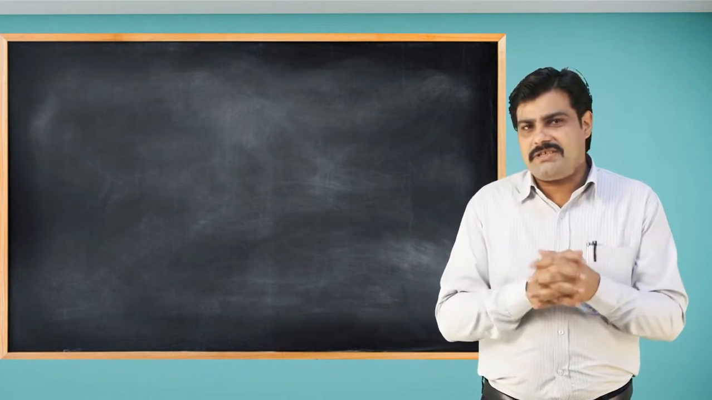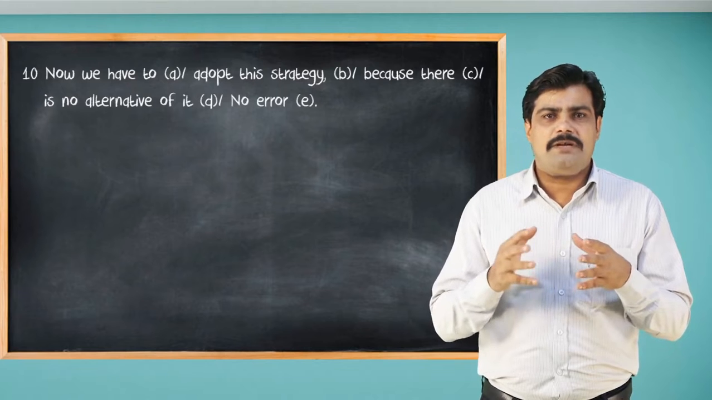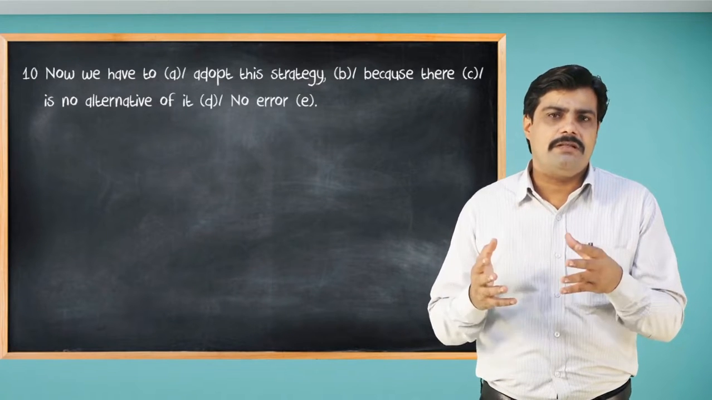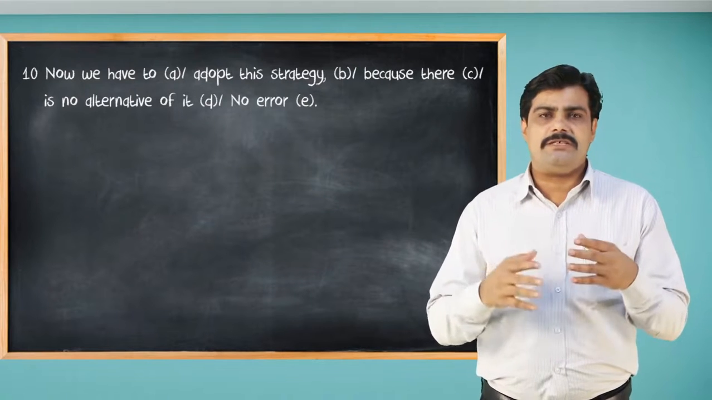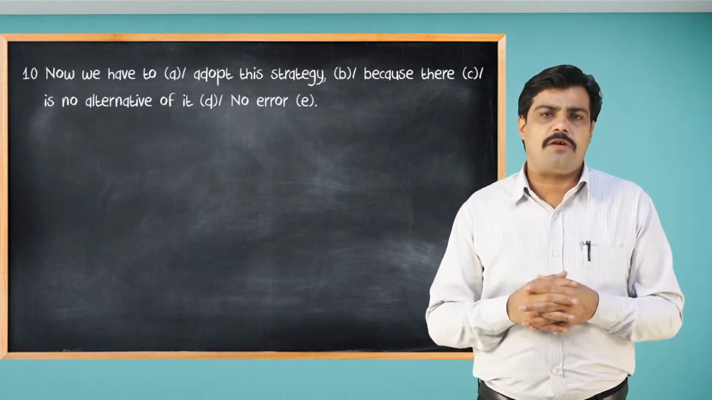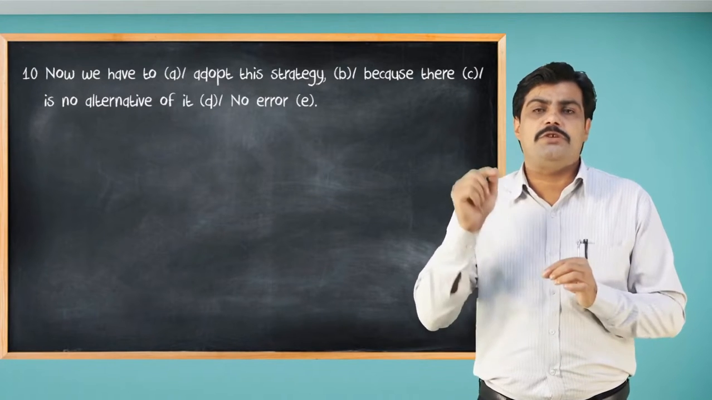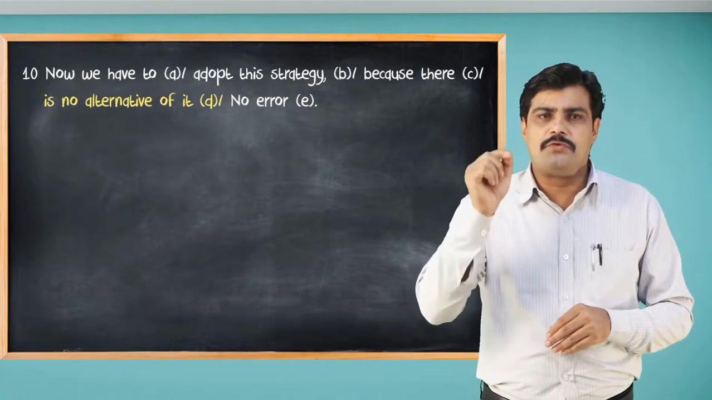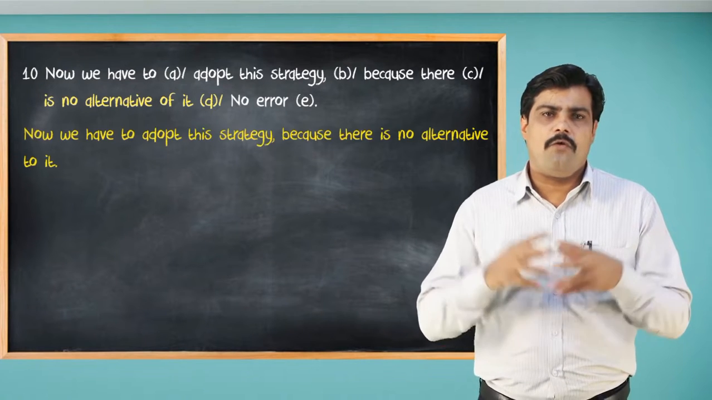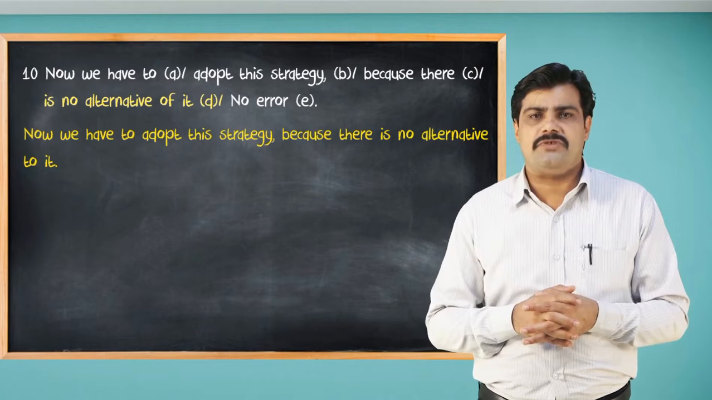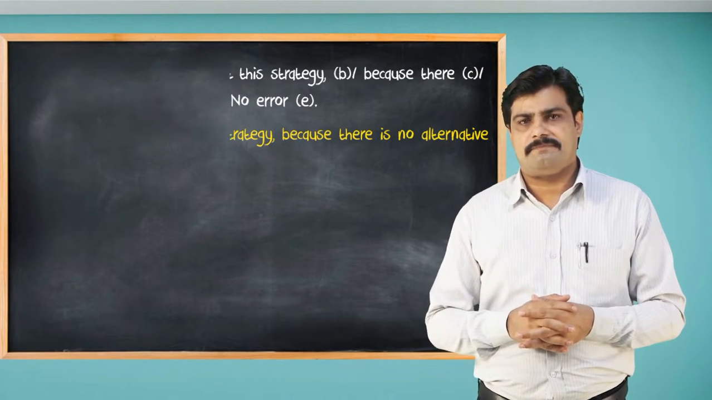Now let's take another sentence. Now we have adopted this strategy because there is no alternative of it. Now in this sentence, the use of the preposition "of" is wrong because the word "alternative" takes the preposition "to" after it. Therefore, use "to" in place of "of" and say, now we have adopted this strategy because there is no alternative to it.